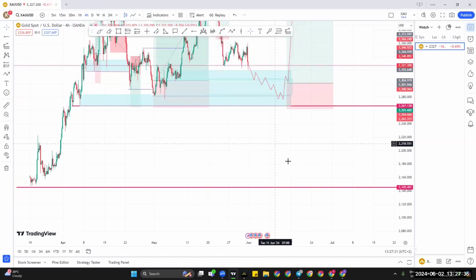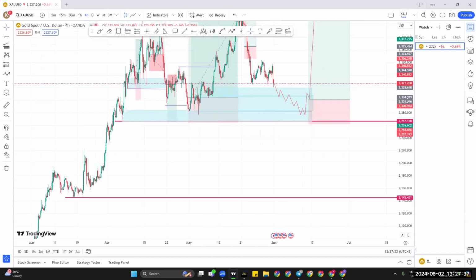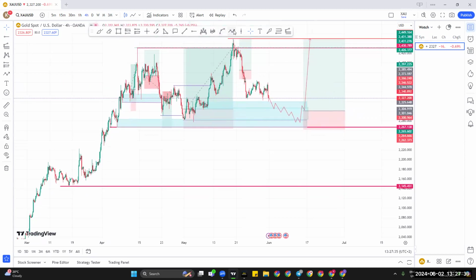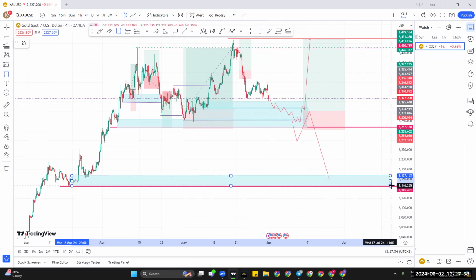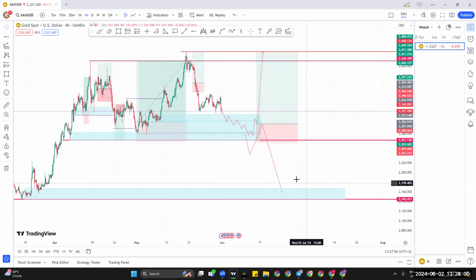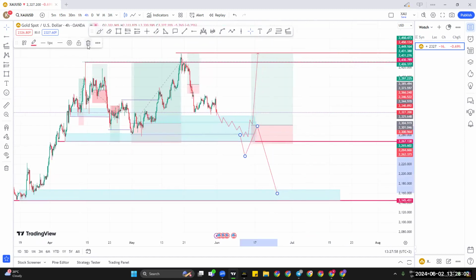However, if the market decides not to do that, if the market decides to close below this order block, we can look to maybe sell into here shortly, sell into here, and then look to buy the market again down here. So yeah, that's the analysis.